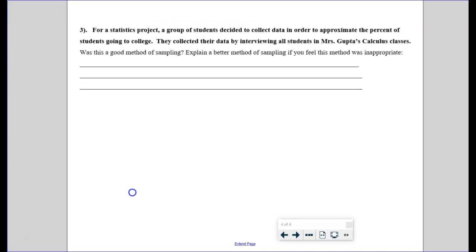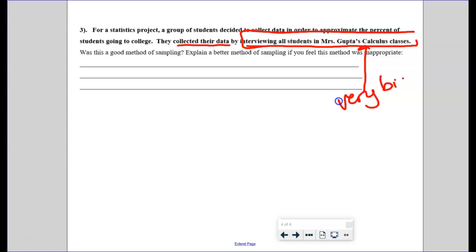This is my favorite question because it's literally about bias. I want to know who's going to college. We're going to give out surveys, and I collected the data by interviewing students from a calculus class. Well, this is very biased because every single child in an AP Calc class is going to be going to college. Does that really represent the true population? Here's where some of you kind of fell through when it came to doing the test. You have to explain a better method, so don't forget to do this part. And again, make sure it's random and unbiased, just like the previous question.